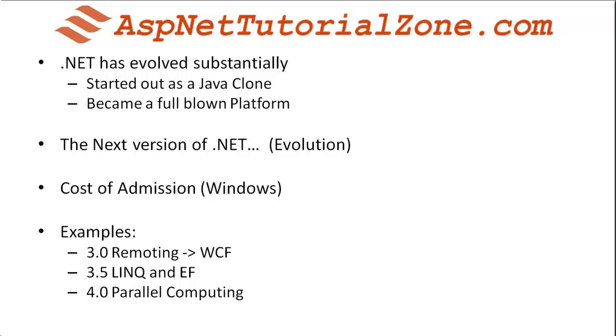So back to the evolution of .NET, some of the examples of some things that were released over time in the evolution of .NET is how they took the .NET remoting from version 2.0 and 1.1, and they turned it into WCF, which is a much more powerful and very robust communication framework. Then there's LINQ and the Entity Framework, which were released with .NET 3.5. And 4.0 came out with a lot of cool features for parallel computing. So as you're learning .NET, keep in mind that the platform has evolved substantially and is extremely robust now. However, it is still a work in progress and will continue to evolve over the years.